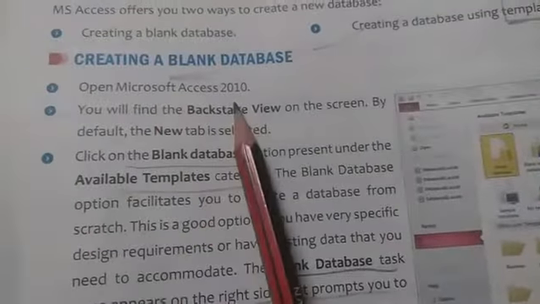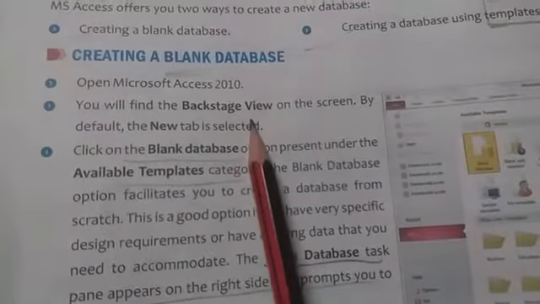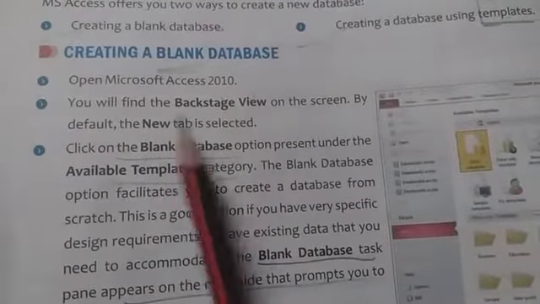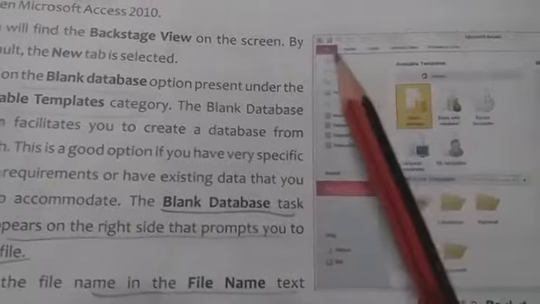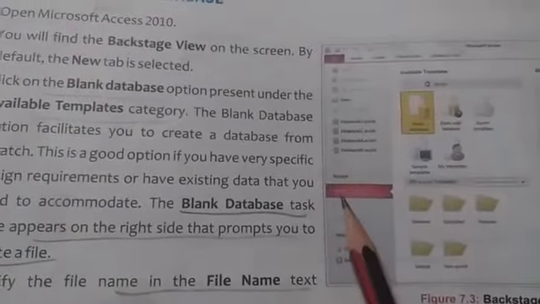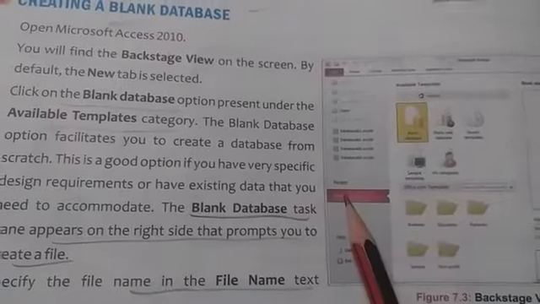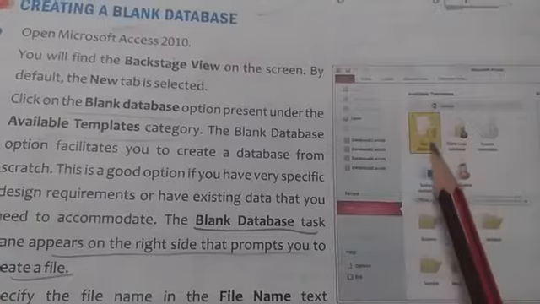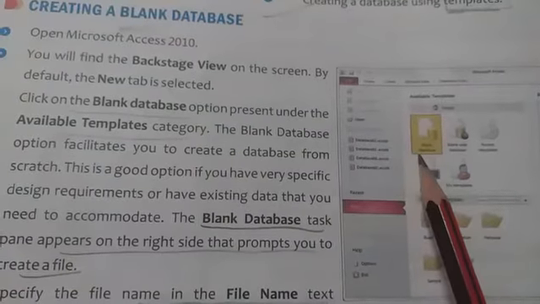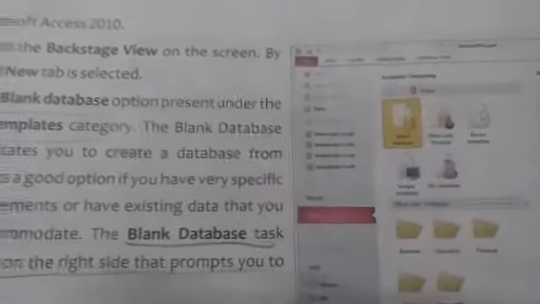So firstly you have to open Microsoft Office Access. After that you will find the backstage view on the screen. By default the new tab is selected. So this is your backstage view. Here you can see in the file category the new tab is already selected. After clicking on this new, you have to click on the blank database option, which is present under the available templates option.